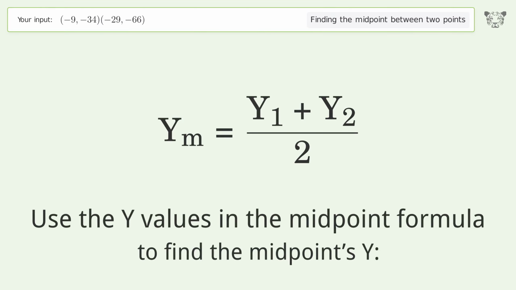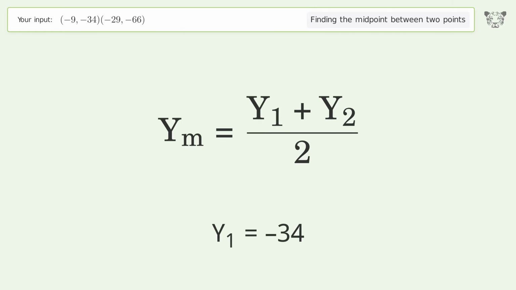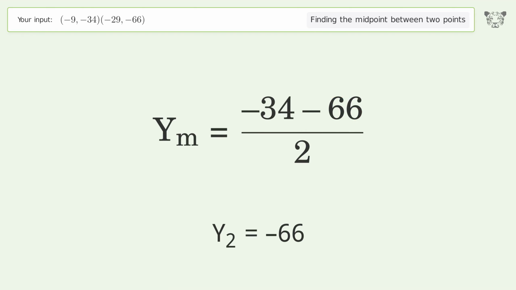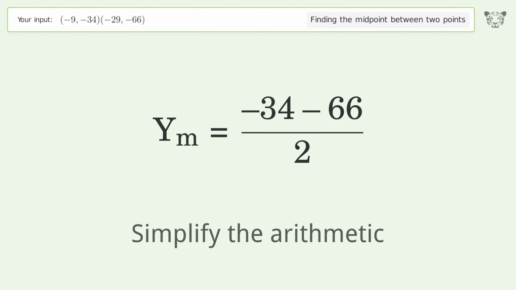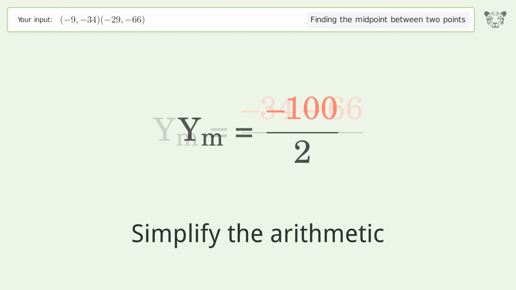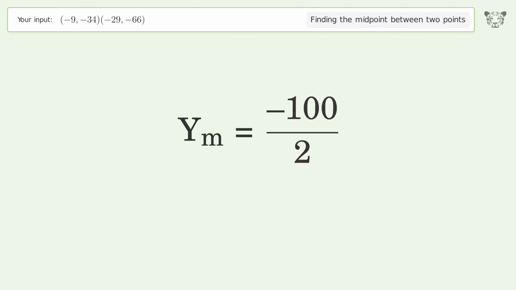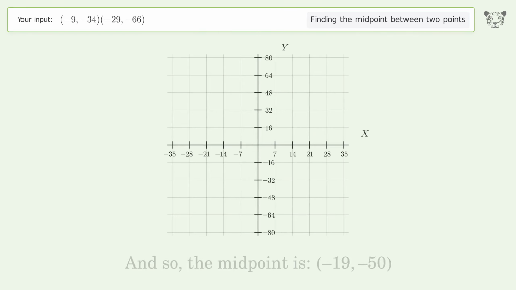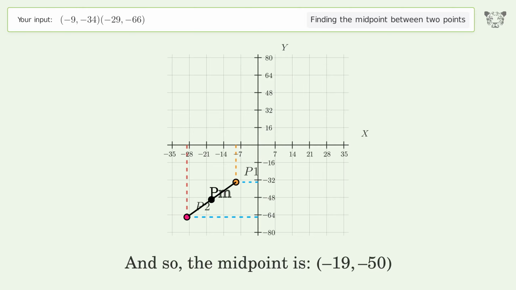Use the y values in the midpoint formula to find the midpoint's y. y1 equals -34. y2 equals -66. Simplify the arithmetic. And so, the midpoint is -19, -50.